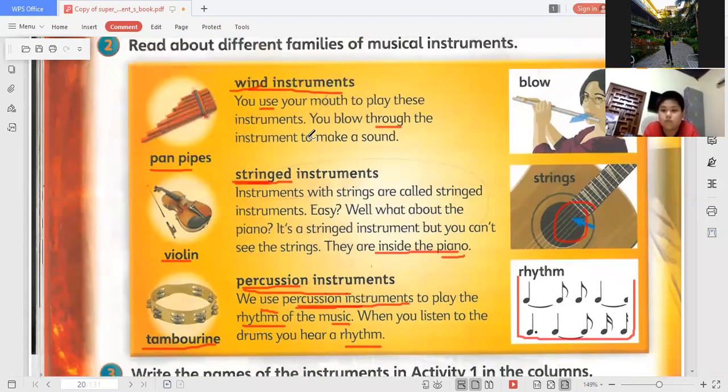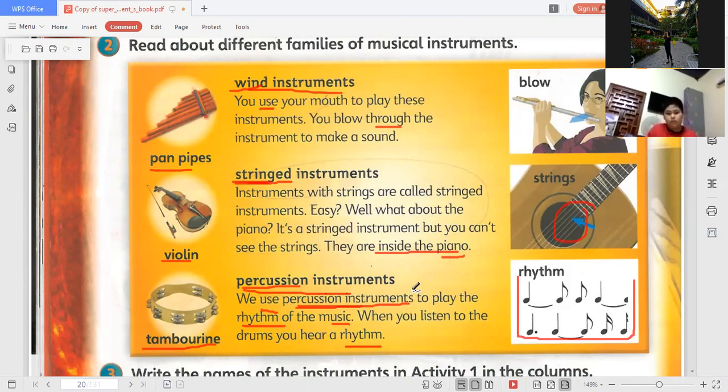Okay, so John, do you understand what are the different kinds of instruments? Yes, wind instrument, string, percussion. Okay, those are the three kinds. Okay, wind, string. Yes, correct. When you listen to the drum, you hear the rhythm. That's rhythm. Okay, that's for percussion.